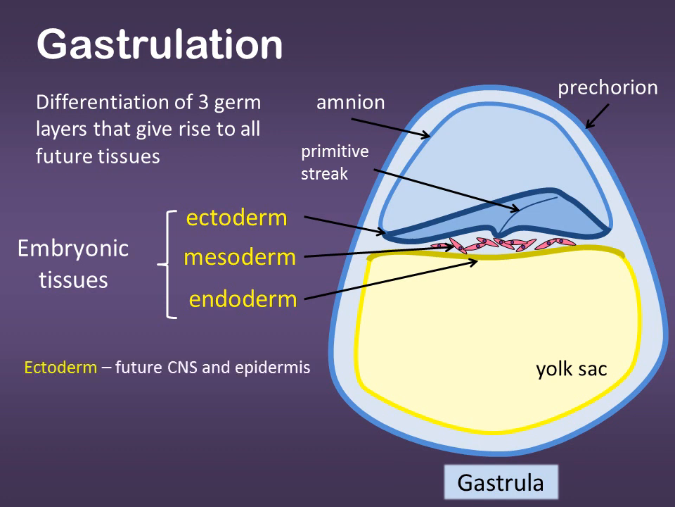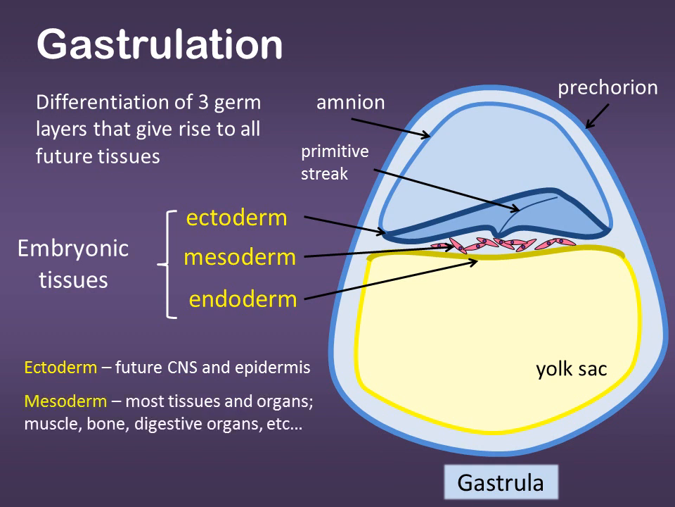Now, the ectoderm is the tissue layer that will become the central nervous system, as well as the epidermis, that upper layer of our integument. And we'll see in the next process, neurulation, how that ectoderm gives rise to the central nervous system, the brain and the spinal cord. The mesoderm gives rise to most tissues and organs of the body. These are muscle, bone, our digestive and respiratory organs, and basically 95% of our body is derived from mesoderm tissue. The inner lining of our major organs, like our digestive and respiratory organs, comes from the endoderm, this third tissue layer.